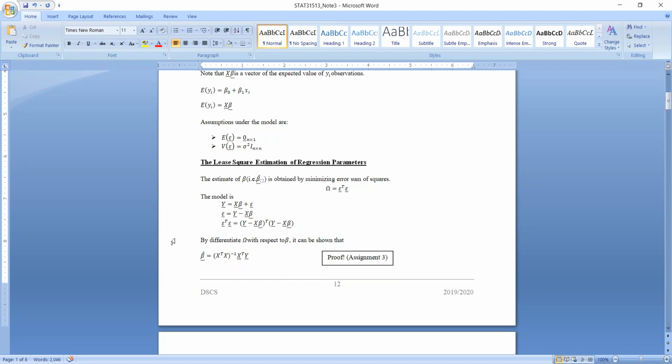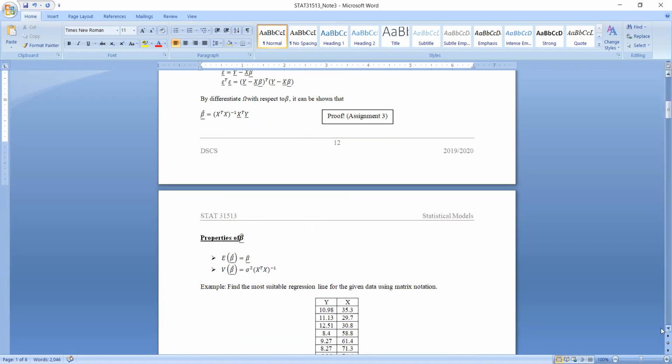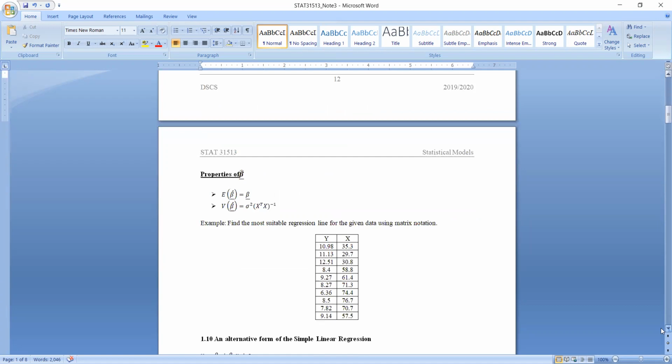Or if you like to do the calculations using the matrix form, you can use this method as well, right? Let's discuss this example, then you will understand how to use this matrix form. So you can see, find the most suitable regression line for the given data using matrix notation. So this is our data set.